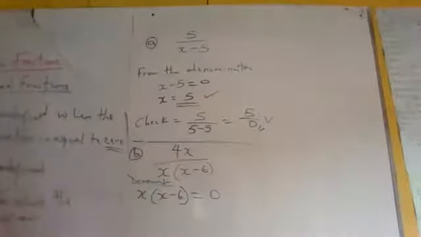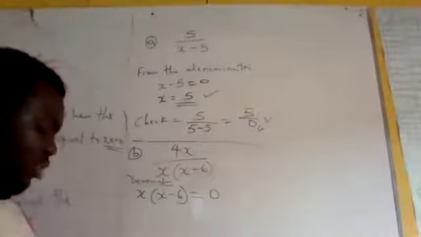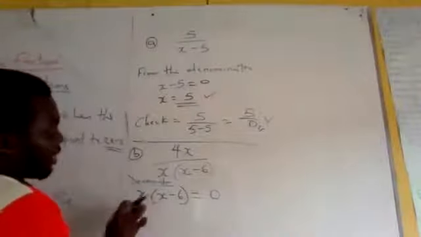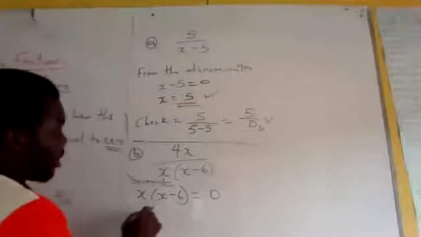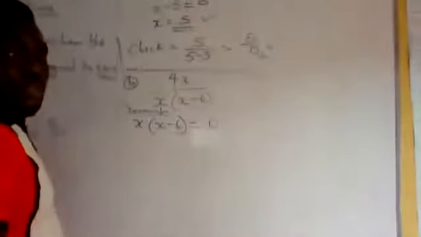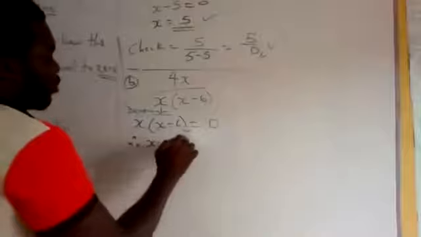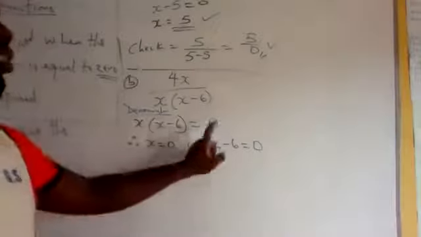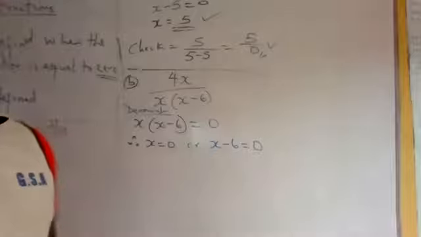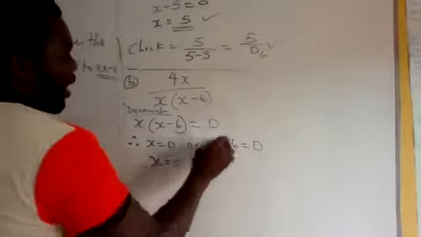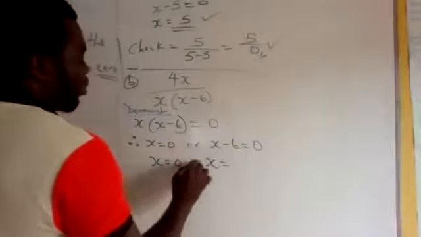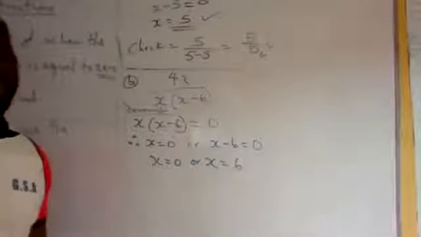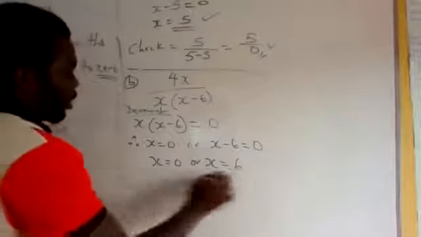Now, this is a quadratic equation, whether you like it or not. But you don't need to stress yourself by trying to solve it like that. Because this is x and this is x minus 6, therefore, x is equal to 0 or x minus 6 is equal to 0. That's how you do it. So x will be equal to 0, or x is equal to 6. Now what this means is that the only time your x is 0, let's test it. Let's check.